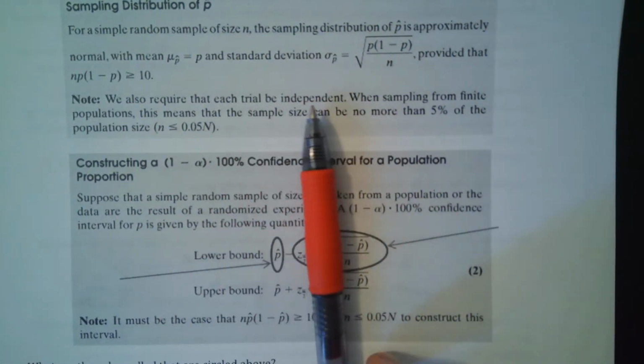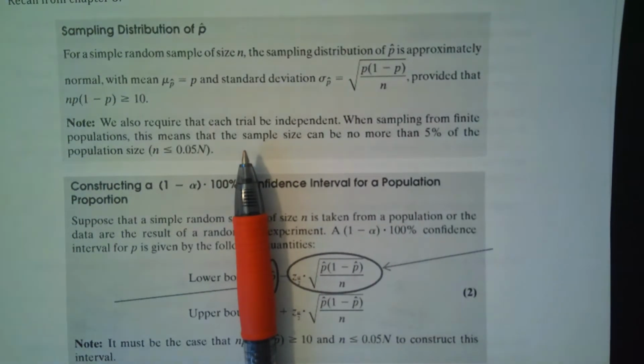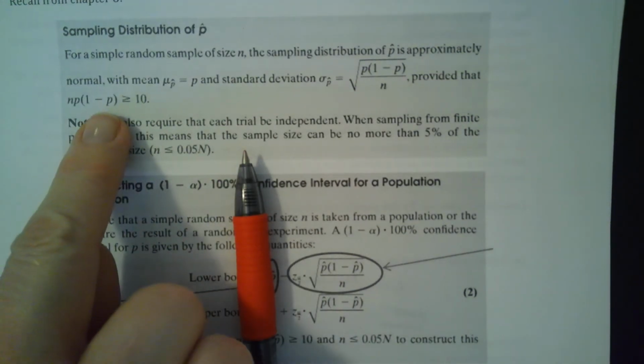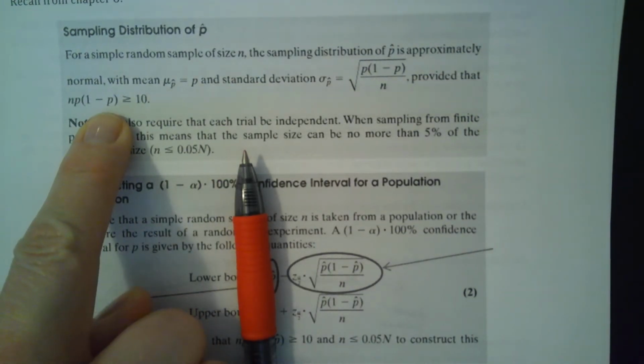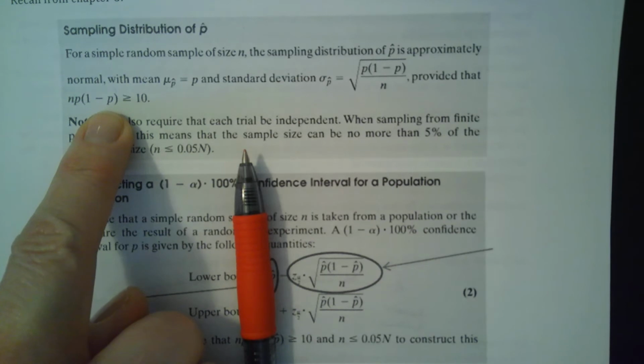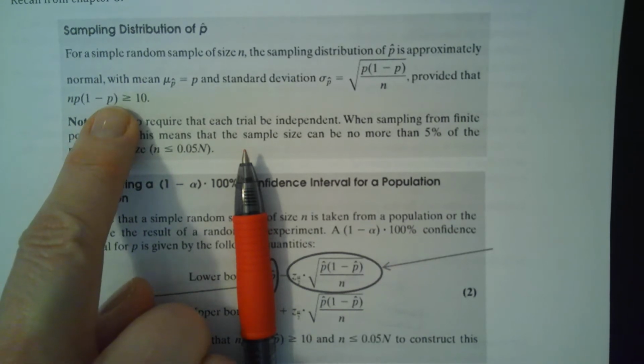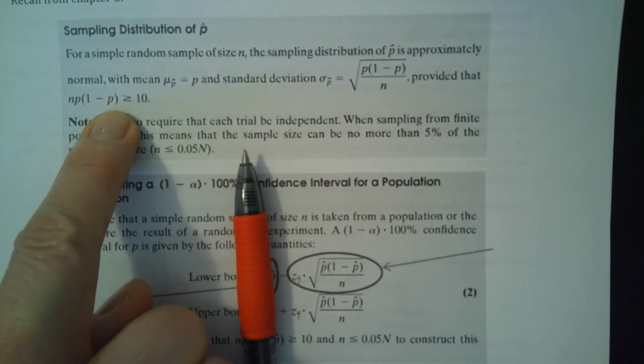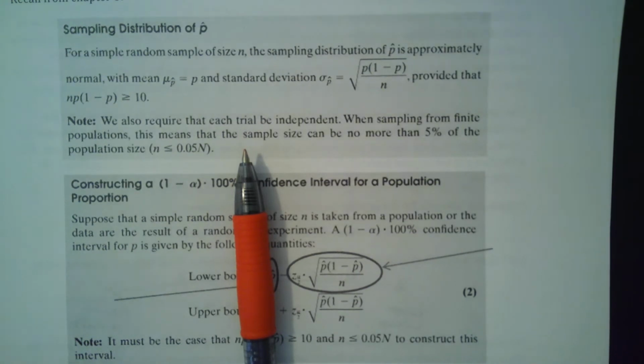The first thing we're going to need to do is decide whether we have a graph that is approximately normal. So for a simple random sample of size n, the sampling distribution of p hat, which is our sample proportion, is going to be approximately normal as long as n times p times 1 minus p is greater than or equal to 10. Now, we did discuss that back in chapter 8, so we always have to make sure that we have an approximate normal curve before we can get started.